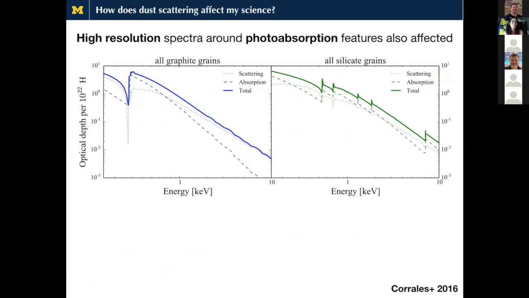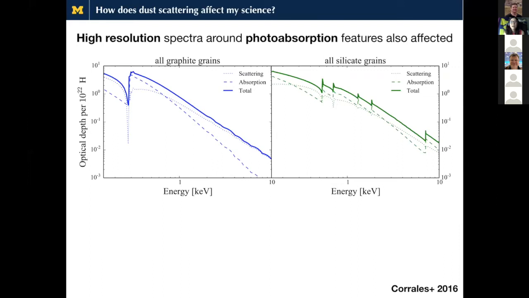And so I do want to talk about high resolution spectra. In addition to just overall affecting your continuum fit, high resolution spectra around photoabsorption features are affected by this scattering component. And Chris talked a little bit about this. But here you see a graphite and a silicate grain model, and the optical depth per 10 to the 22 hydrogen column as a function of energy. And you can see that the absorption component, which is the dashed line, is actually comparable in many cases or less than the scattering component, which is the dotted line here.